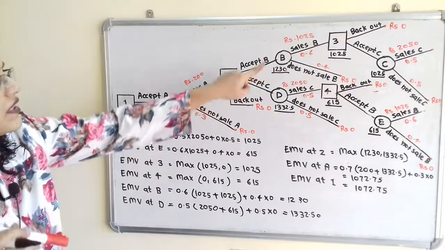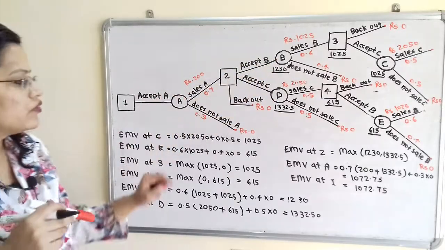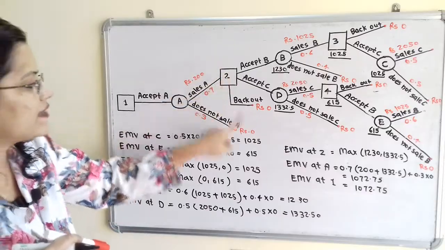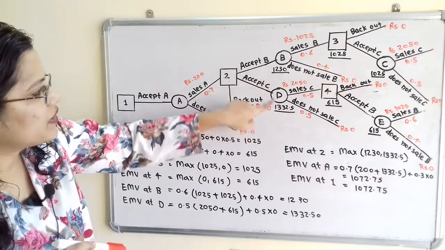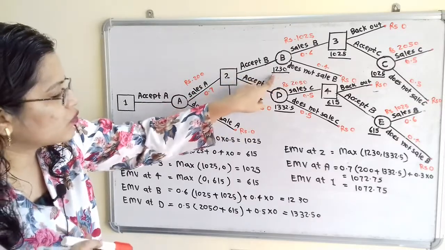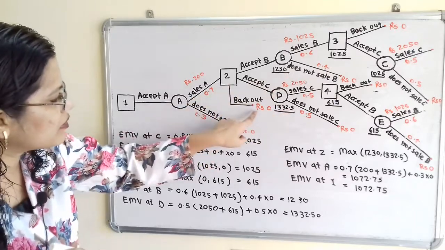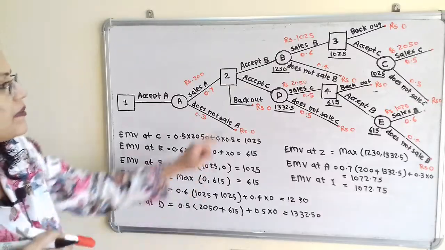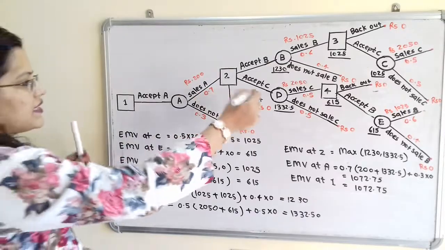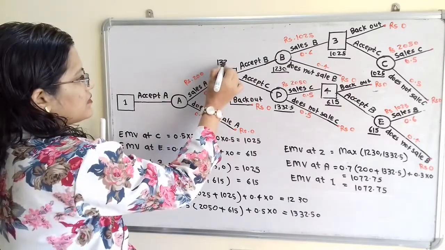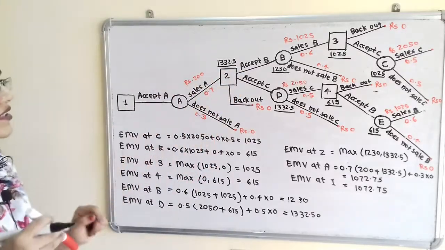Now if we observe, events B and D are connected to decision node 2. So what is the expected monetary value at decision node 2? We have to select the maximum in between these: 1230, then 1332, and the third branch is rupees 0. So in between these three, this 1332 we will select. So I will write here 1332.5. So this is the value at decision node 2.